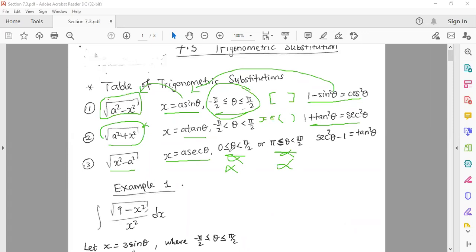Some of you only know how to state one. I don't subtract so much mark for not stating these intervals, the most you're going to lose is half a mark, all right? And this is the identity you're going to use. We use the identity sec squared theta minus 1 equals tan squared theta, all right? Now let's look at some examples.